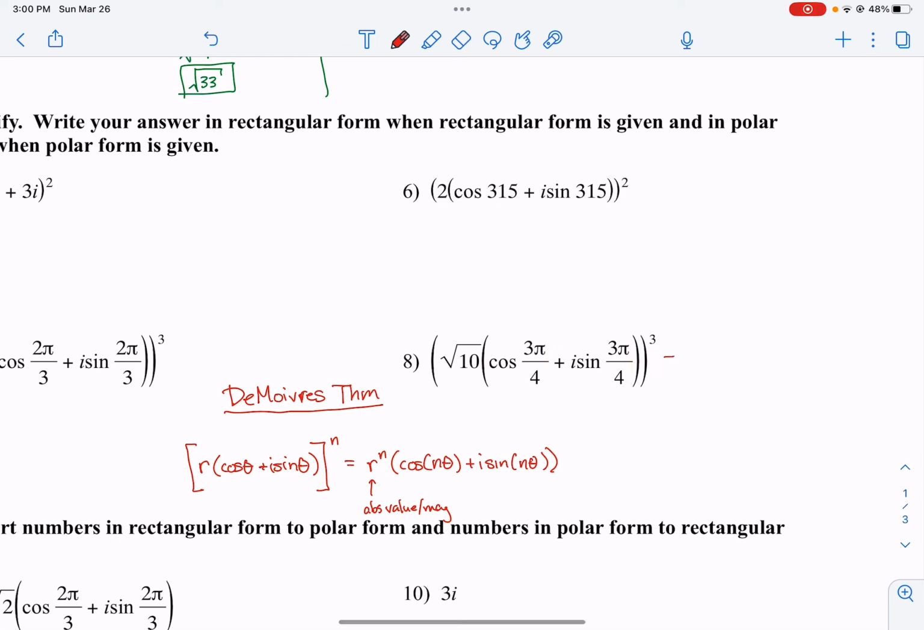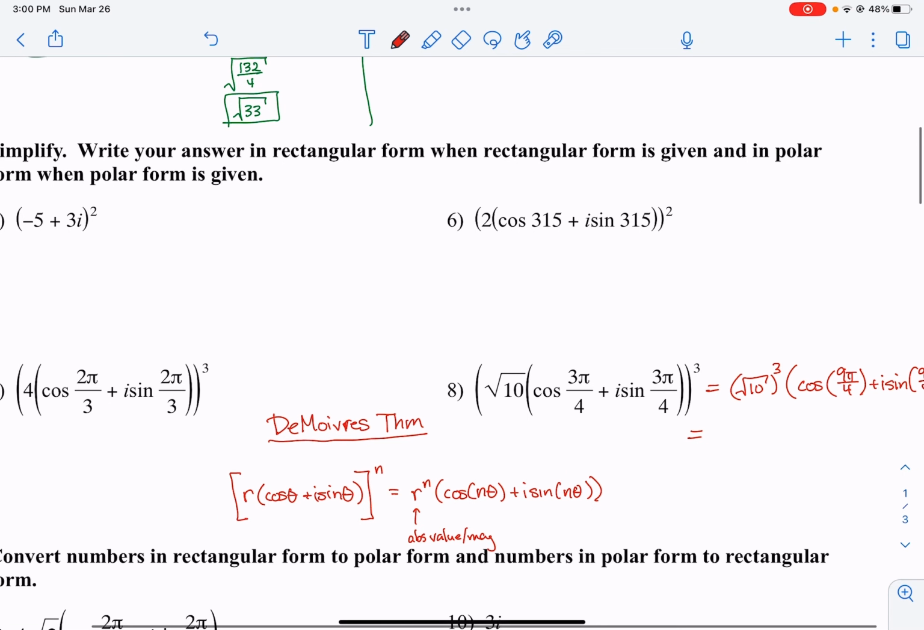What do we get? Square root of 10 to the third power. On the inside, we get cosine of 9 pi over 4 plus i sine of 9 pi over 4. So we just multiplied the angles by 3 and raised the square root of 10 to the power of 3, and that's all we did. Now we can simplify this. We want to write our answer in rectangular form. That's what they say.